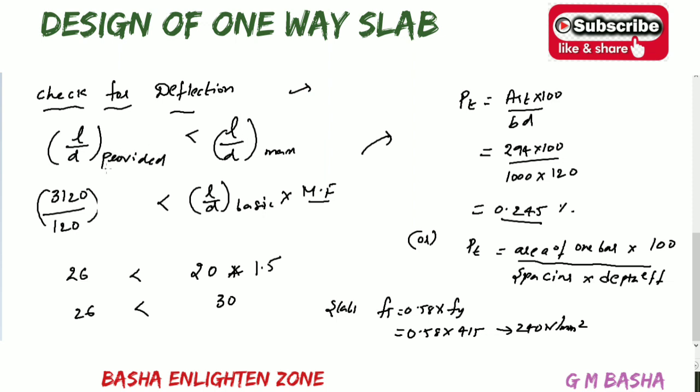So please take down this formula: L by D provided will be less than L by D max. Here max is the basic value into its modification factor. Whatever value we consider, it will be lesser. Therefore, your L by D provided will be less than L by D maximum. Hence, it is safe in deflection. So the deflection control is safe here. This is the way for finding the deflection. So this is your entire problem.